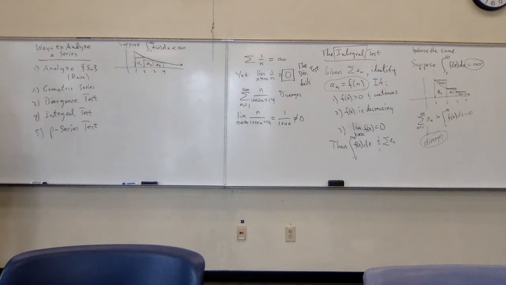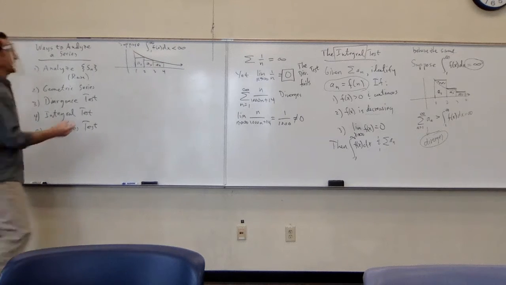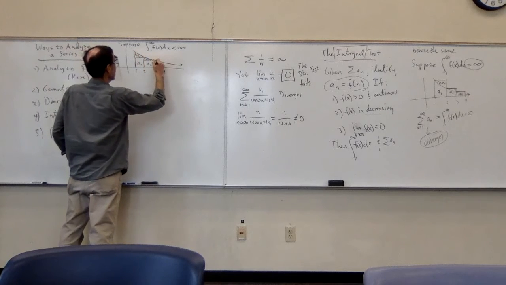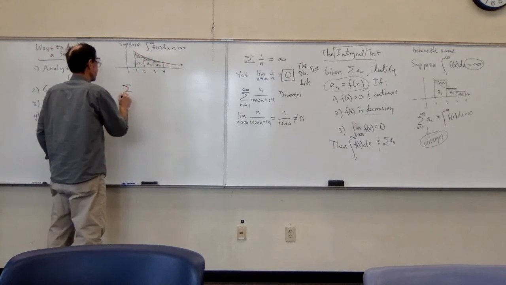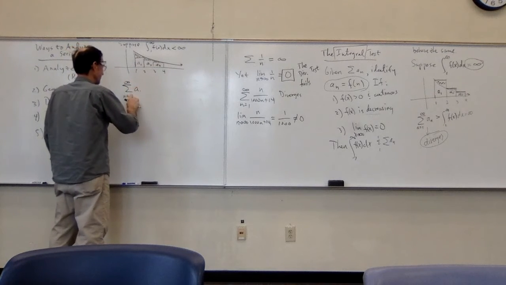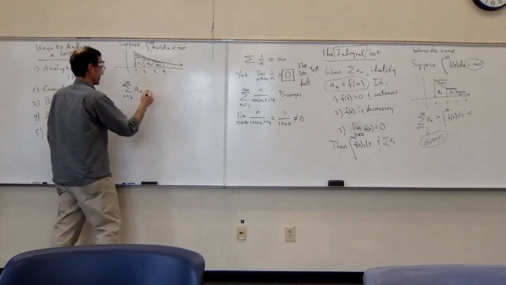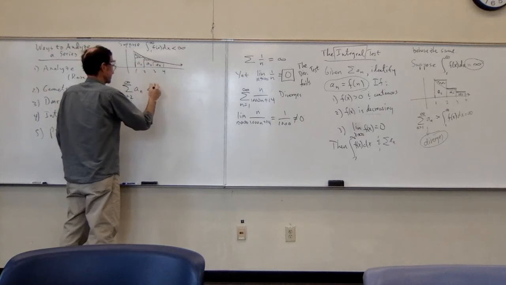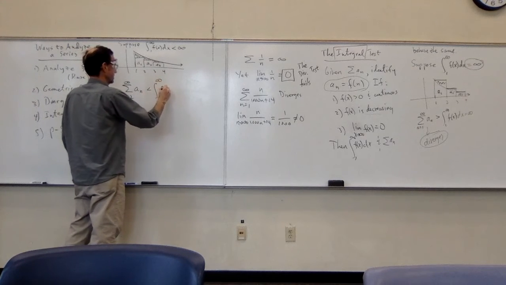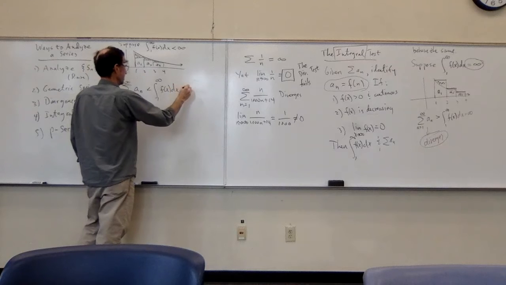If I add up all those rectangles, do I get more or less than the area under the function? I get less. Instead of pieces flopping over the curve, I'm missing some area. And therefore, the summation n equals 2 to infinity of a sub n, starting at 2, that was the first one, is strictly less than the integral from 1 to infinity f of x dx, which by our assumption is finite.